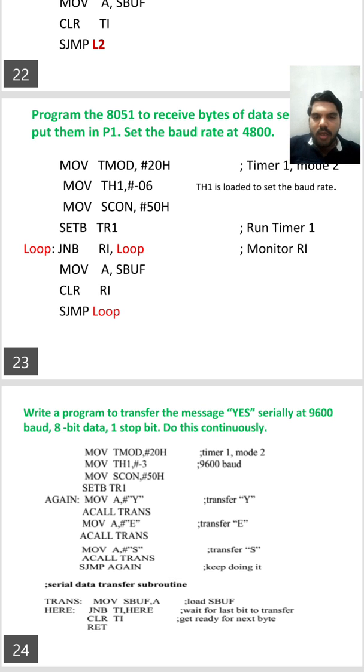Move TMOD 20H, move TH1 baud rate setting, SCON register, SETB TR1. Again we are transmitting one by one character. For the message we already saw, move A, first denote the Y value, next the E value, next the S value, and again ACALL. Automatically we call the transmitter routine.